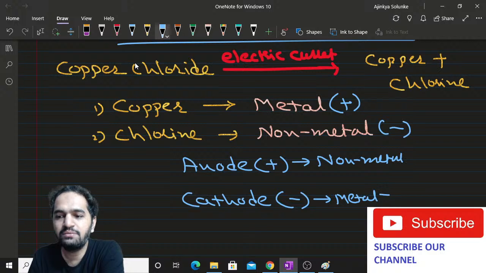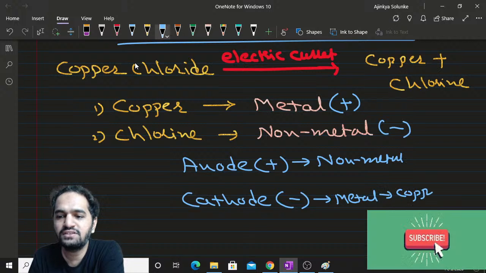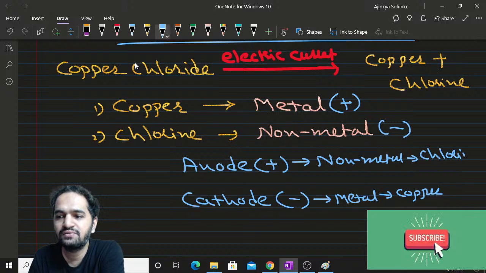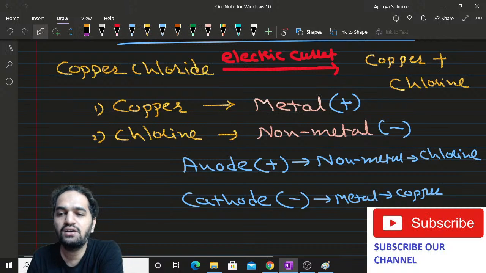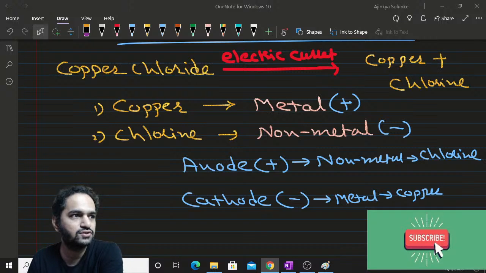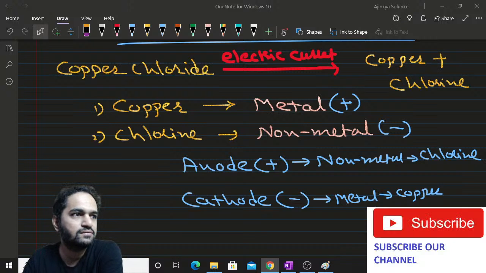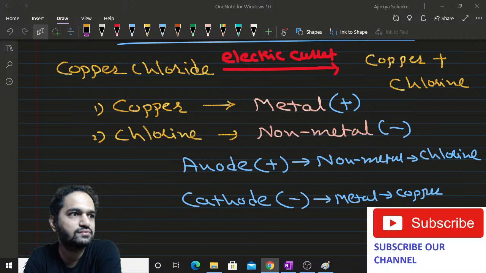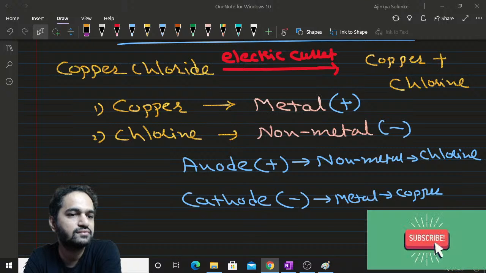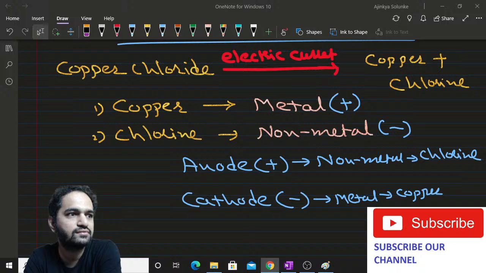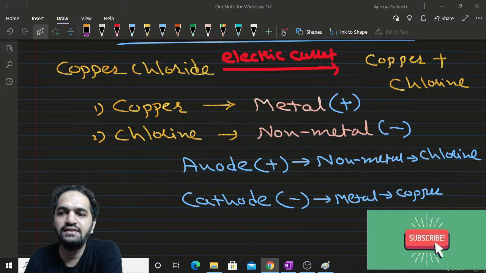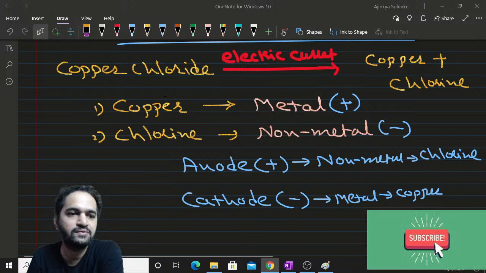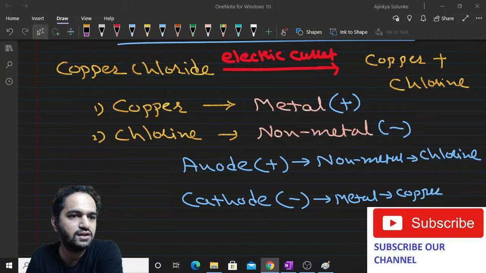And in our example, who is the metal? Copper. So copper will be depositing at the cathode and chlorine will be depositing at the anode. Are you understanding how to find out which material is going to deposit at which electrode? So simple. I think this description that I have given you will definitely help you out, right? Okay, understanding.